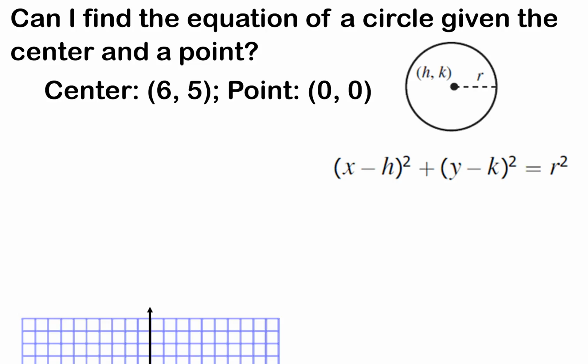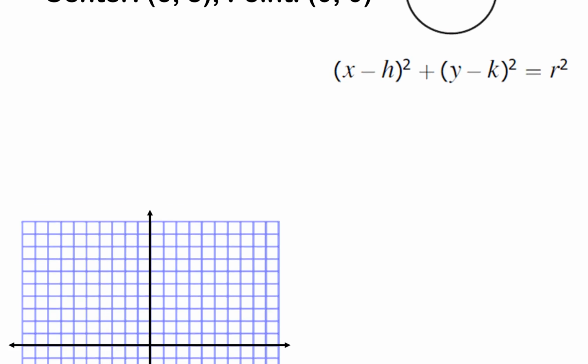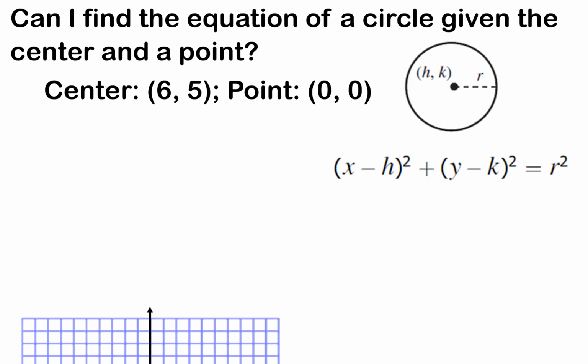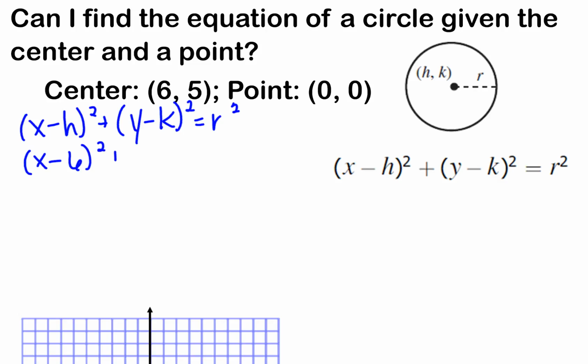Now in some instances, that point will be at the origin. So let's graph that point, and draw in our radius. Okay, I'm going to go ahead and graph and write out that equation of the circle and substitute in what I can substitute in. Okay, so I put in my h and my k. And then I'm going to proceed and try to find my radius.